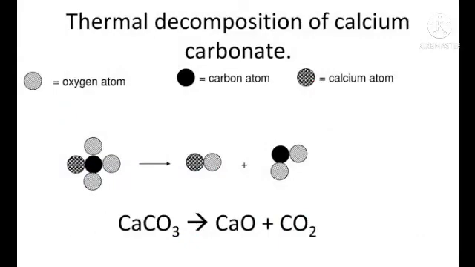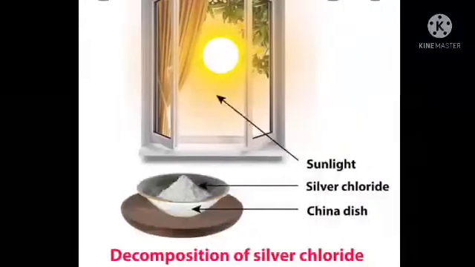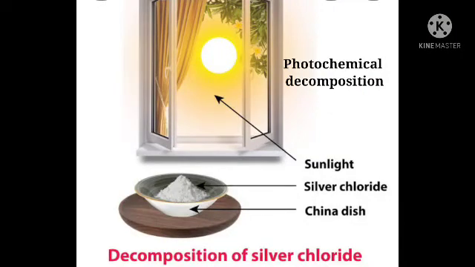Thermal decomposition. When a substance decomposes on heating, it is called thermal decomposition. CaCO3 on heating gives us CaO plus CO2. Photochemical decomposition or photolysis. When a substance is decomposed in the presence of sunlight, it is called photochemical decomposition.